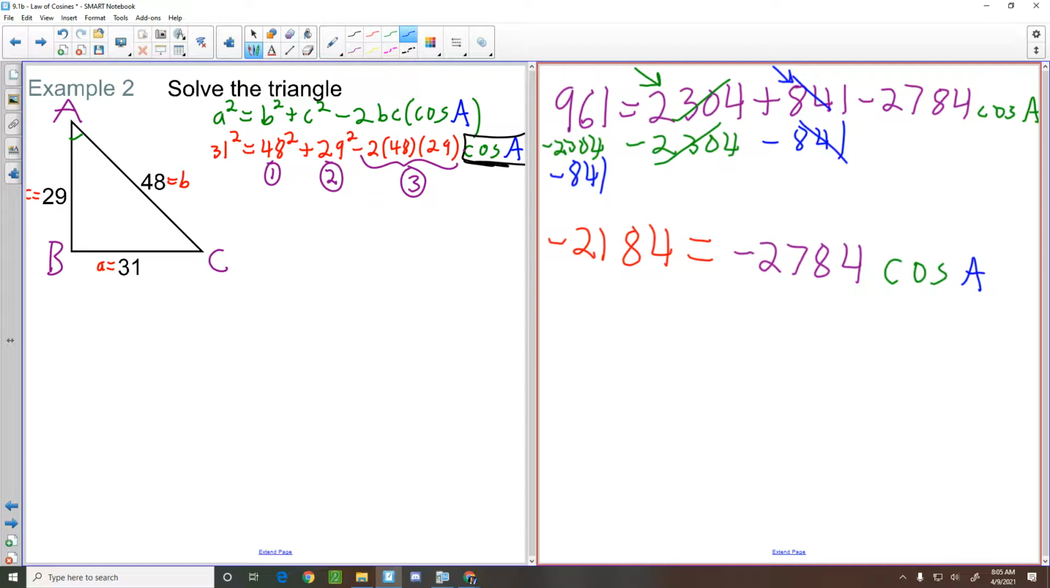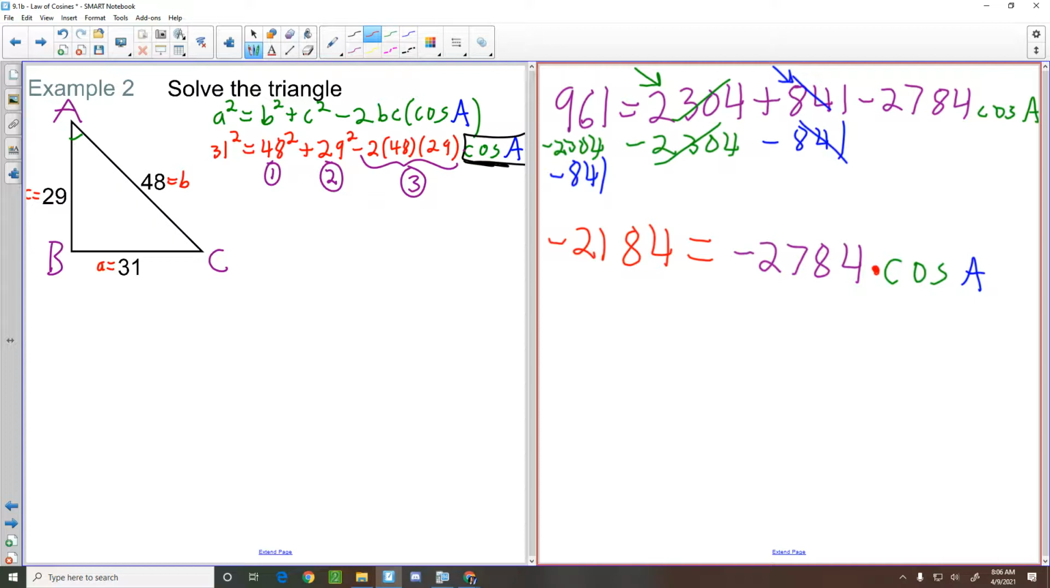Remember that we need to get the cosine of A all by itself on one side, but there's this negative 2,784 in front of it. Now's where you have to be careful. How do I cancel out negative 2,784? We divide. All right. A lot of students are going to want to add it because you see that negative sign and you just got rid of two other numbers by just subtracting. But this here is being multiplied by the cosine of A. It's like if I have 3 times x, or a 3x, to get rid of that 3, you have to divide by the 3.